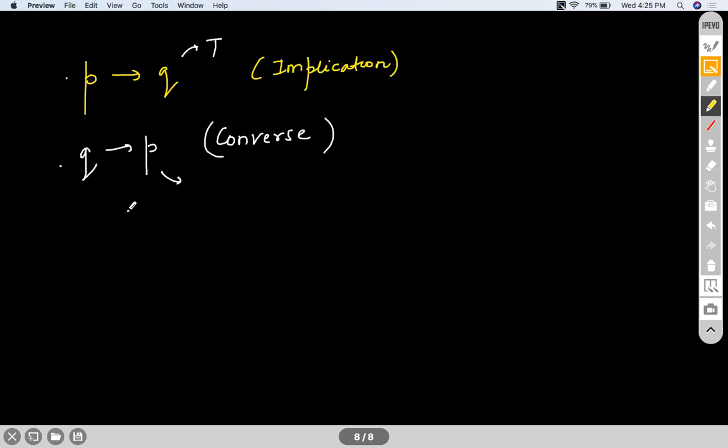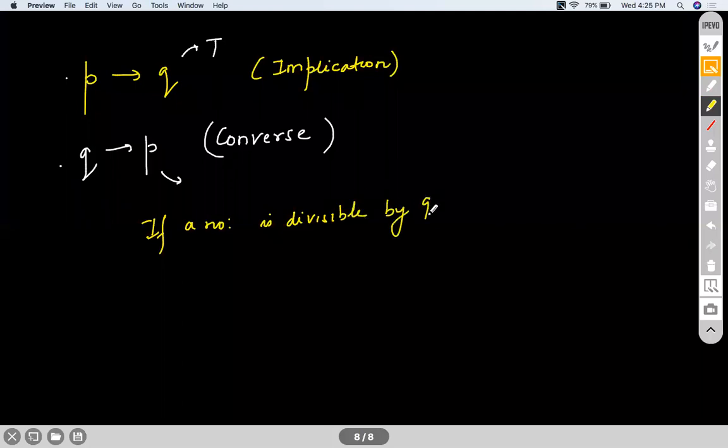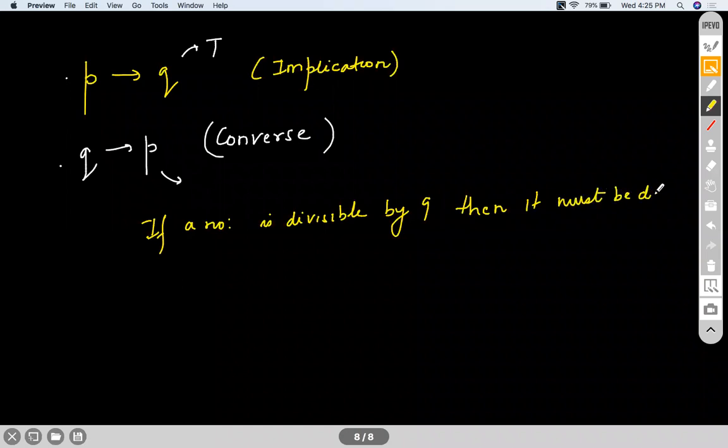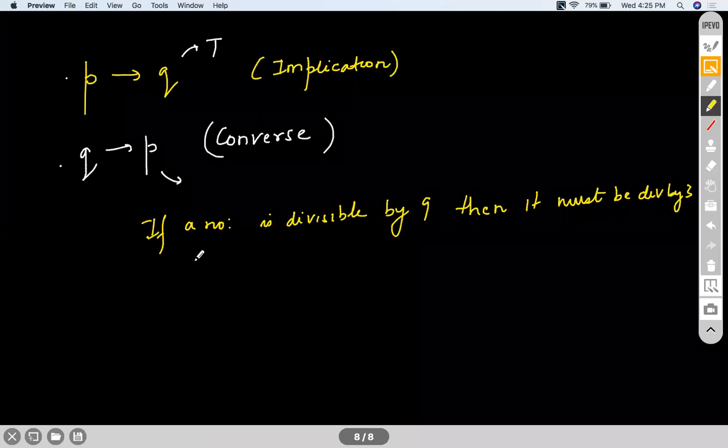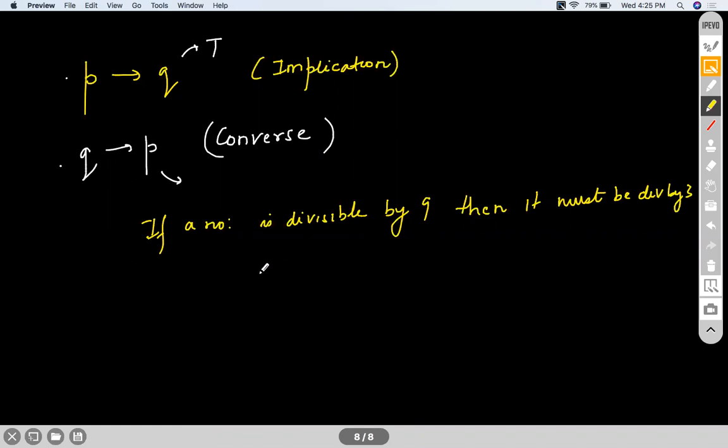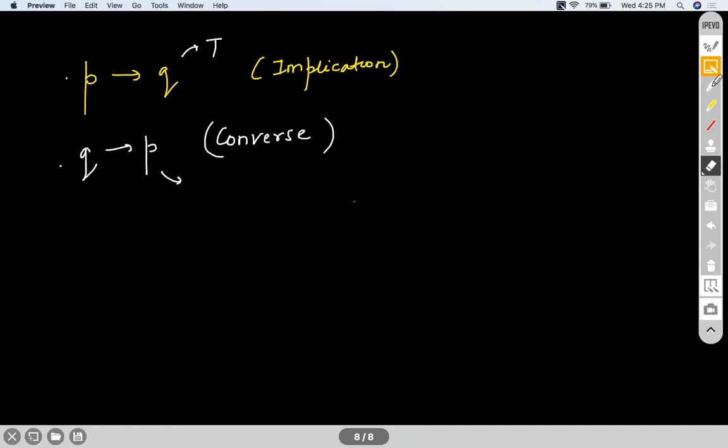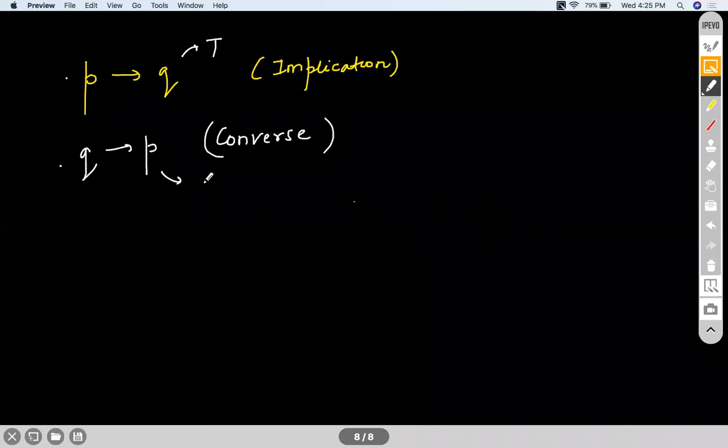Okay, I'll give you a very related example. If a number is divisible by 9, then it must be divisible by 3. But can I say the vice versa is true? No. If a number is divisible by 3, it may not be divisible by 9. For example, 6. So, my dear, that's why in class 9, when you were proving theorems, you had to prove their converse also separately.